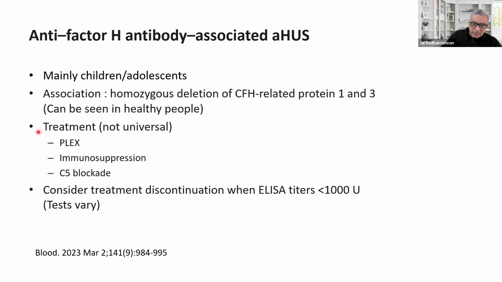Again, the treatment is some combination. We always start with PLEX and C5 blockade. And if we find factor H antibodies, most of these patients will require immunosuppression to bring down the levels of autoantibody. And then you could take away treatment depending on your lab when the antibody levels go low. So a small subset, but needs to be looked for because treatment strategy is quite different.